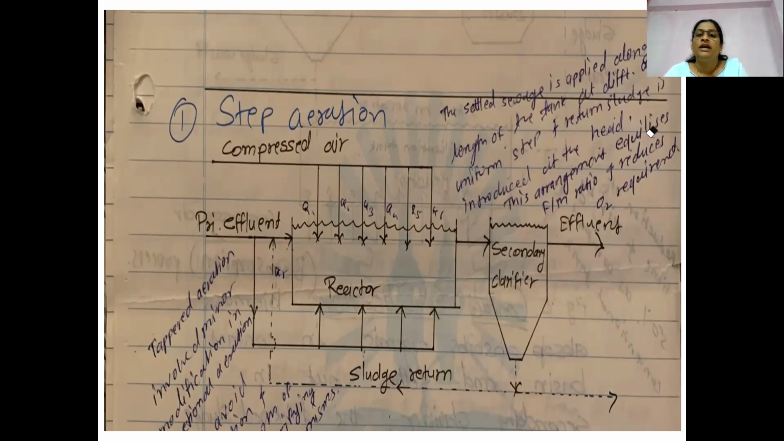Okay. So I'm telling you, the settled sewage is applied along the length of the tank at the different and uniform step, and return sludge is introduced at the head. This arrangement equalizes food to microorganism ratio and reduces the oxygen requirement. If we have to provide the oxygen requirement, we incur extra cost. So that can be reduced.